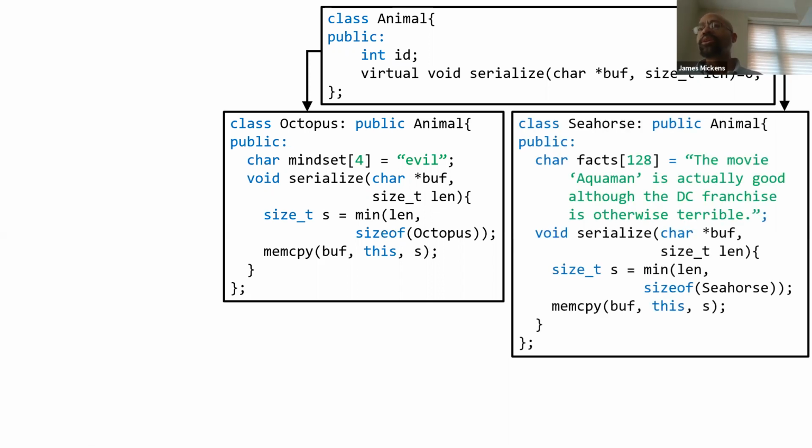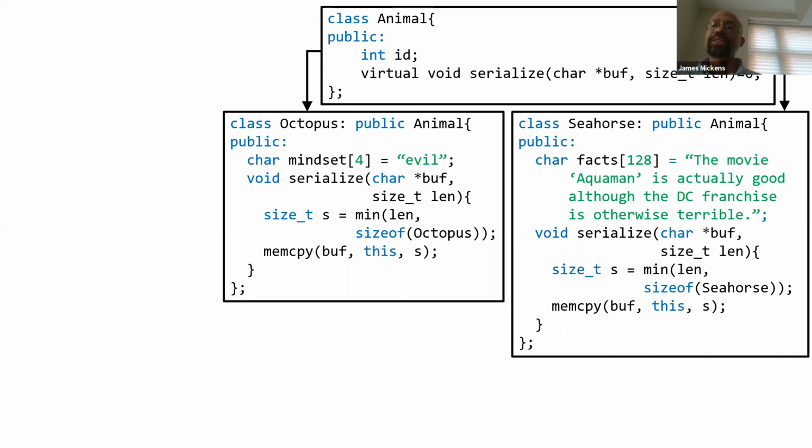And if we look at what the seahorse does, the seahorse also declares its own type of instance variable, facts. So this particular fact is that the movie Aquaman is actually quite good, although the DC movie franchise is otherwise terrible. That's true. If you didn't like Aquaman, I'll fight you afterwards. It's a ridiculous movie, but it speaks to me.